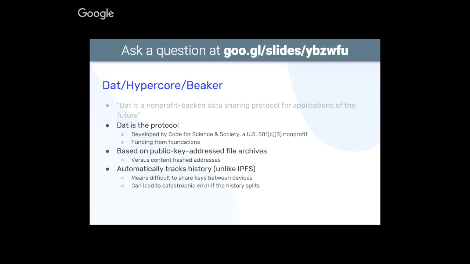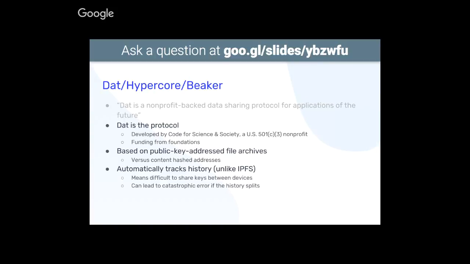So you basically have these publicly addressed file archives, and you seed these archives, and people will access them as websites or as data archives or whatever. So, public key addressed zip files that get automatically decompressed and accessed. One of the things that DAT focuses on is automatically tracking history, which IPFS doesn't do by default, but can do through tracking changes.